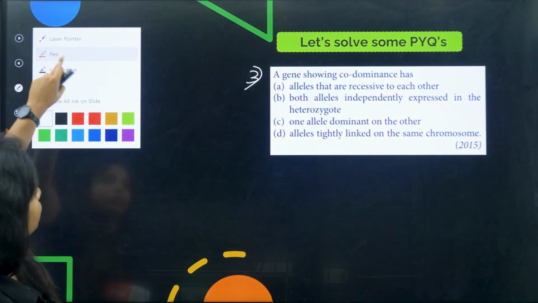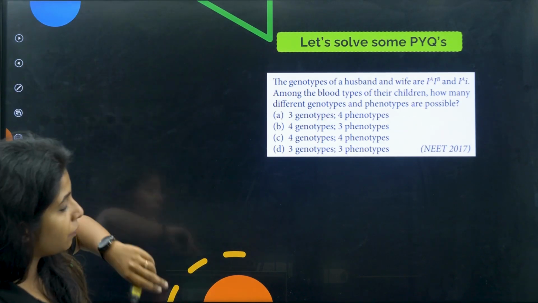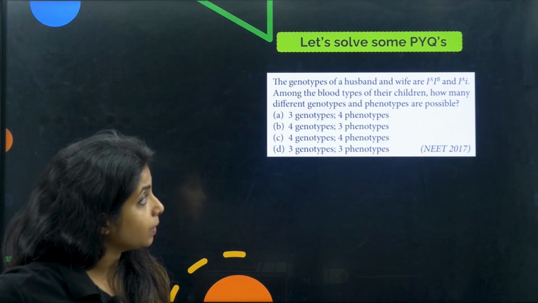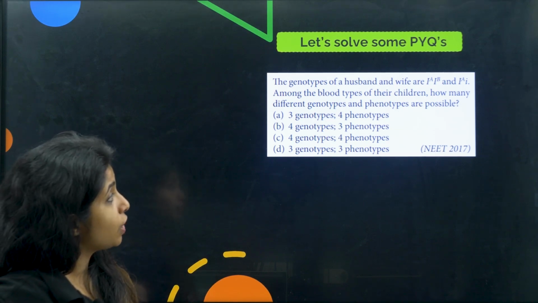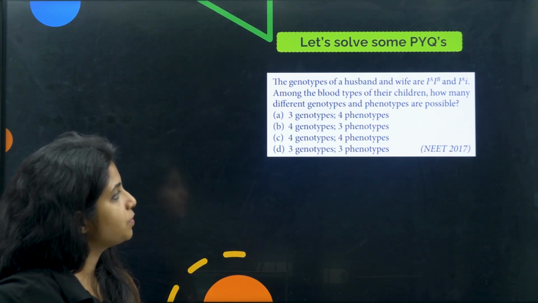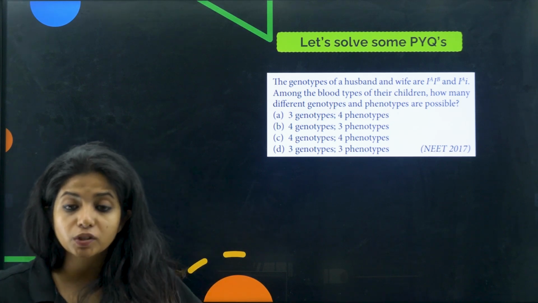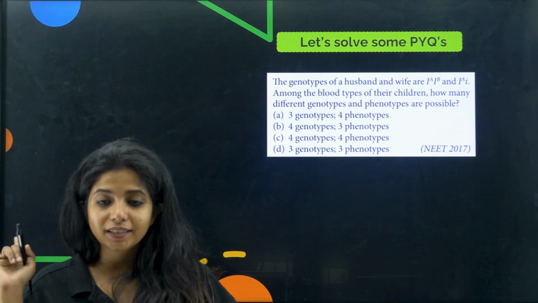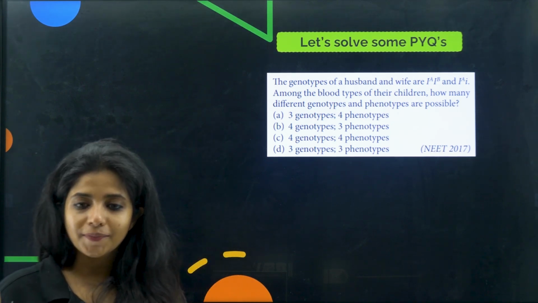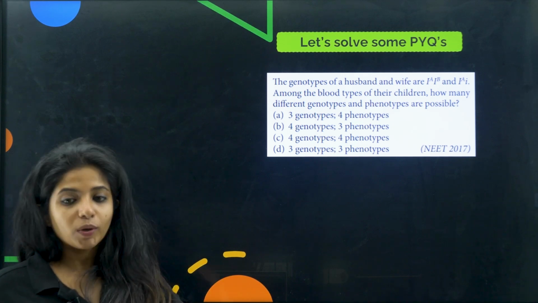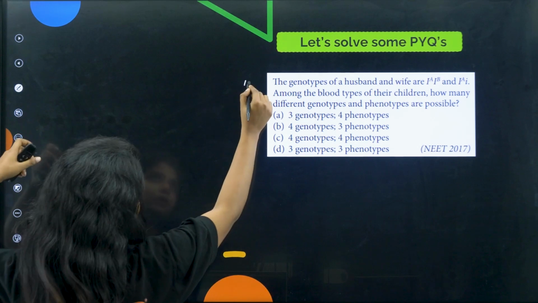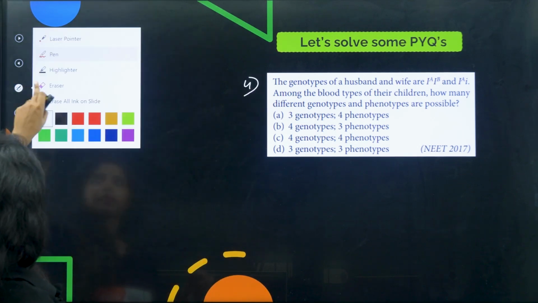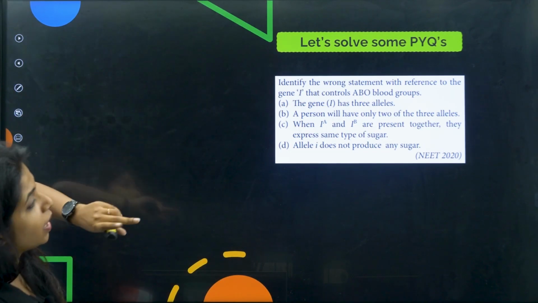Now going ahead with the fourth question. Genotype of a husband and wife are IA, IB and IA, IO. Among the blood types of the children, how many different genotypes and phenotypes are possible? You have to solve it. Solve it by yourself. Take a screenshot, pause the video and do it. Okay, I'm not going anywhere. You can continue the video later on once you're done with this. But I'll be proceeding with my next question. Okay, solve this, please solve this and do let me know now only.